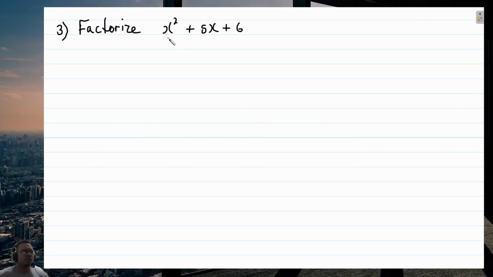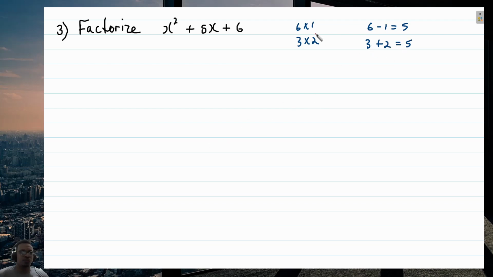Now in question 3, we have to factorize x squared plus 5x plus 6. Now here we have a 1 in front of the x squared, so we can use the short method to do this. So I'll look for the factors of 6, and those will be 6 times 1 will give you 6, and 3 times 2 will give you 6. Now I'll ask myself which pair, when I add or subtract, will give me 5. And in this case, both of them would give me 5. 6 take away 1 is equal to 5. And 3 plus 2 is equal to 5.